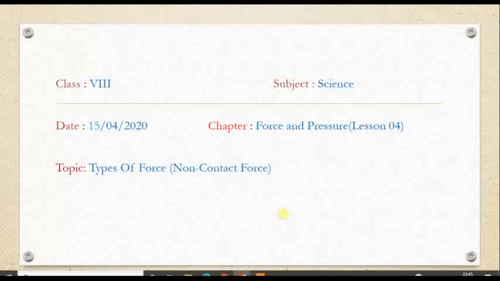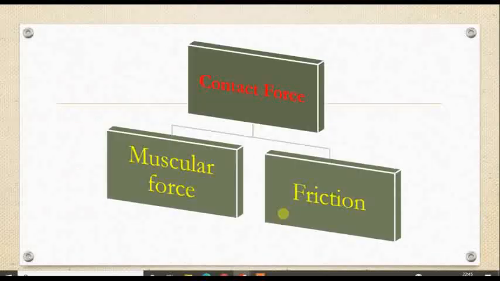There are two types of force: contact force and non-contact force. Yesterday we already discussed contact force. In contact force, there are two types. One is muscular force, another one is friction. Muscular force is generated due to the action of a few muscles. We use this muscular force every day to walk, to run, to lift an object. All of this is muscular force.